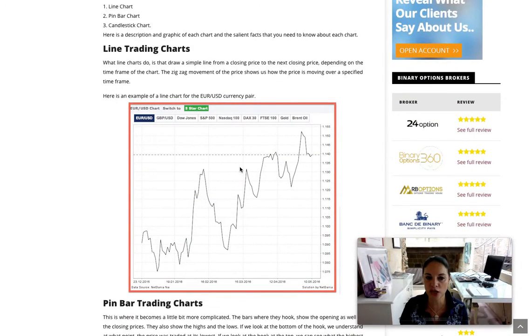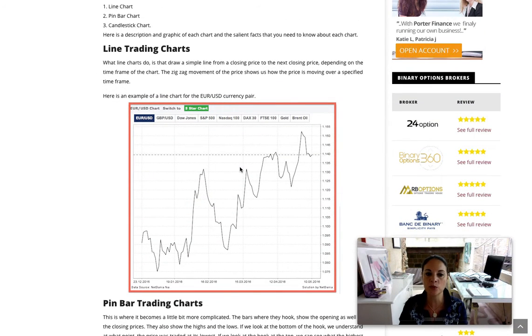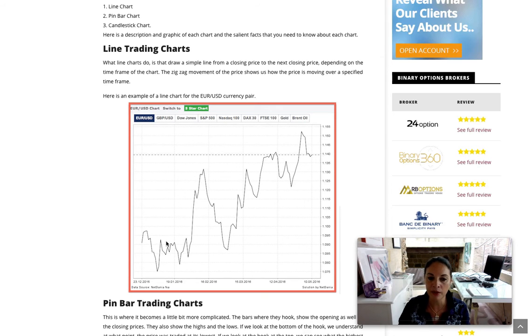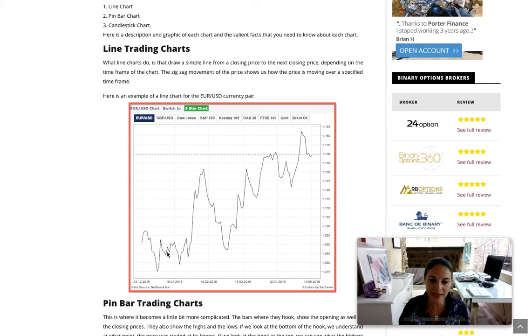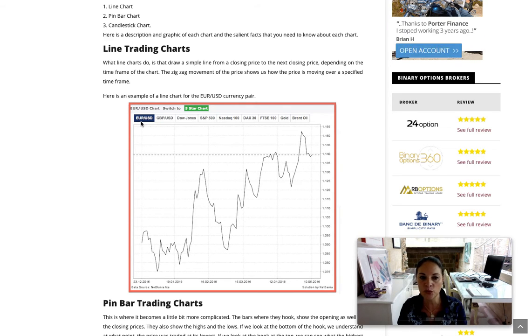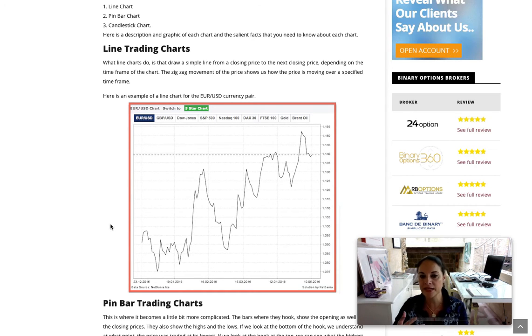Our first chart is what is called a line trading chart. If you look at this line trading chart here, you can see how the price was moving. It started off at this level and then started moving down, then it had a kickback, and then a pullback, and then it keeps rising and falling. But basically, if we look at this chart, I would say that at this point in time, the euro was showing a bigger strength than the US dollar.